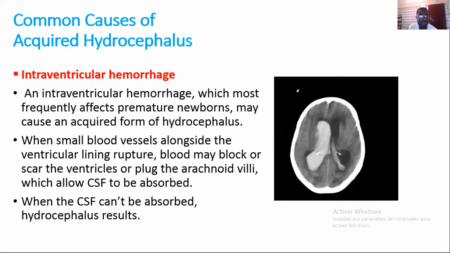A common cause of acute hydrocephalus is intraventricular hemorrhage. An intraventricular hemorrhage, which most frequently affects premature newborns, may cause acute hydrocephalus. When small blood vessels alongside the ventricular lining rupture, blood may block or scar the ventricle or plug the arachnoid villi, which allow CSF to be absorbed. When the CSF can't be absorbed, hydrocephalus results.